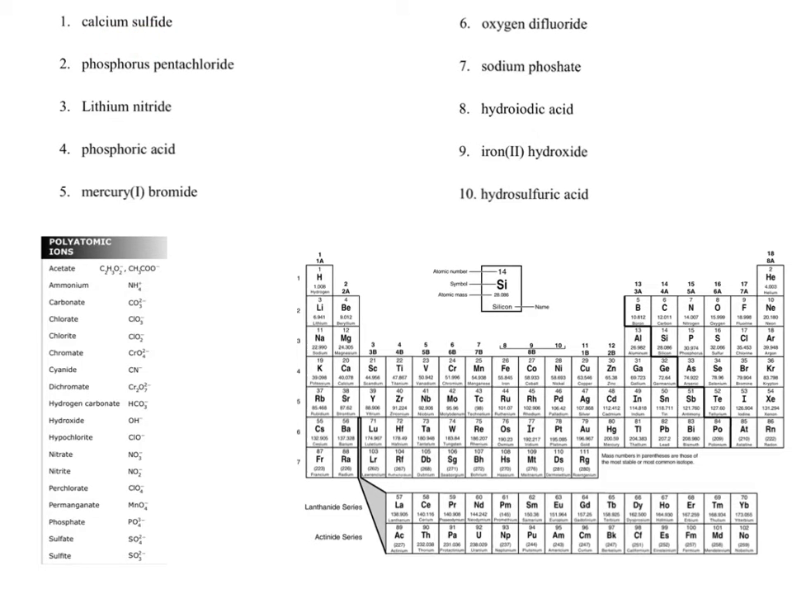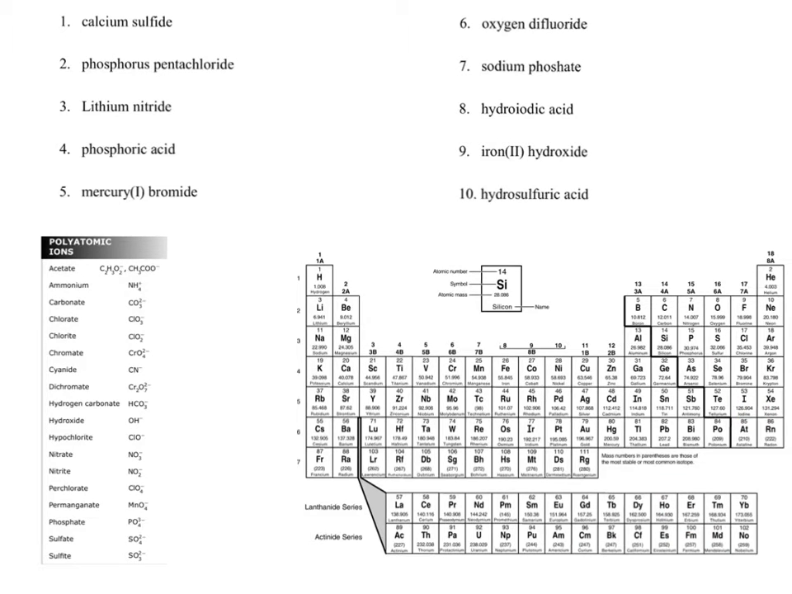So when you're writing formulas, the first thing you have to do is write the symbols of your formulas, and you have to decide if you have two nonmetals together or a metal and a nonmetal together. So I've included the periodic table down here, and I've also included our list of polyatomic ions so that we can figure this out. So remember, the stair step here tells you whether you've got metals, all of these guys over here to the left, or nonmetals to the right.